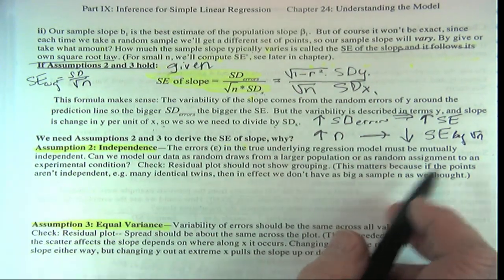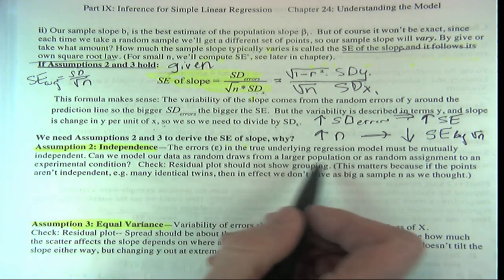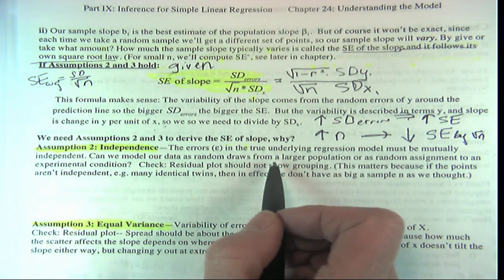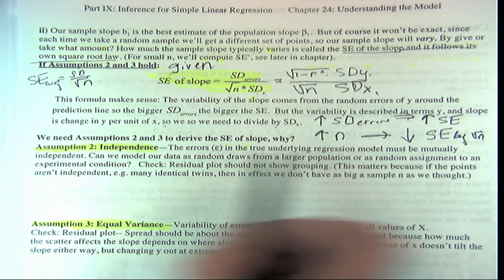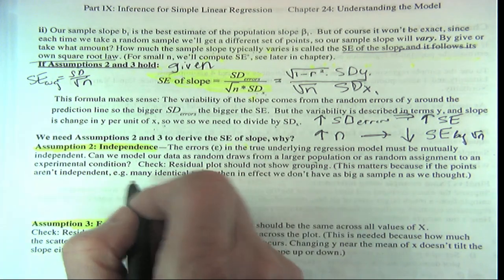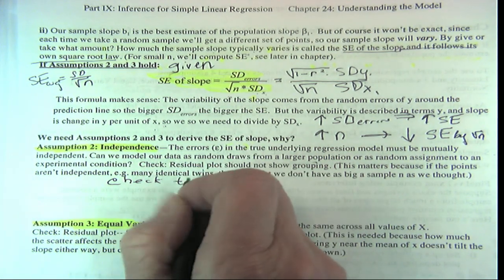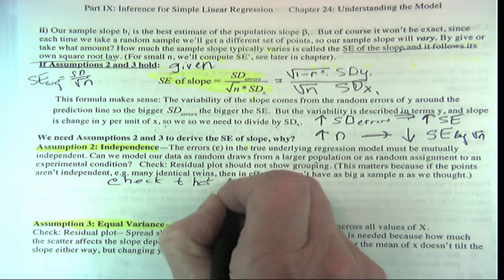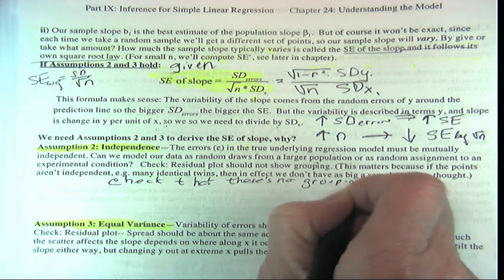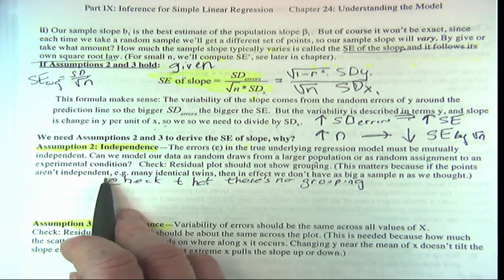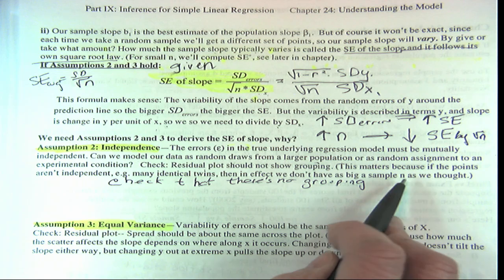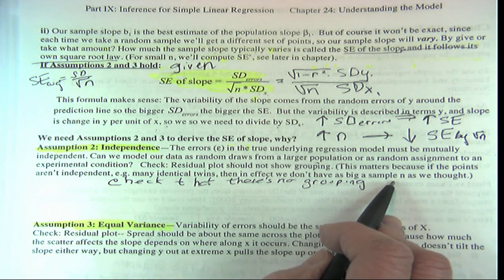Okay, so how do we check that? Basically it's asking, can we model our data as random draws from a larger population or as random assignment to experimental condition? And how do you check it? You should show no grouping. Check that you have no grouping or pattern. This matters because if the points aren't independent, like let's say you have lots of identical twins, then in effect we don't have as big a sample because you're really getting two of the same.